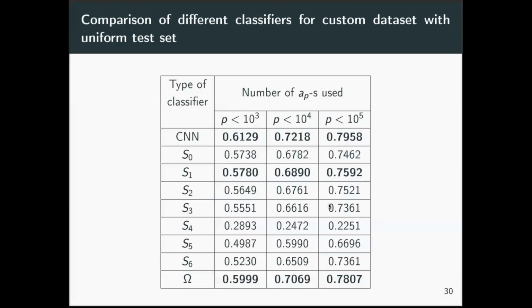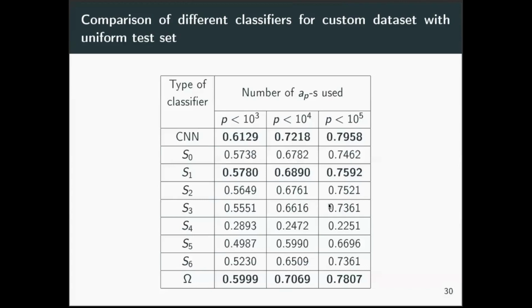Could you remind me of the general difference with the custom data set? The main point about the custom data set is that it contains curves of much higher conductor. And conductor is the parameter that determines how many a_p coefficients you need to decently approximate the L-function. I'll talk about this more later, but you can think that you need around the square root of the conductor in coefficients to have a good approximation.